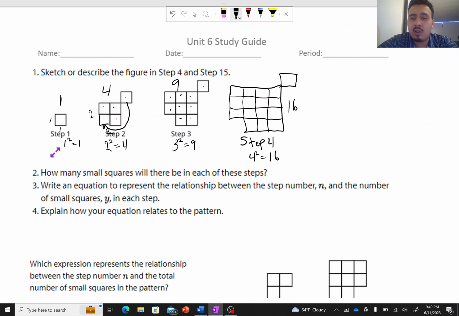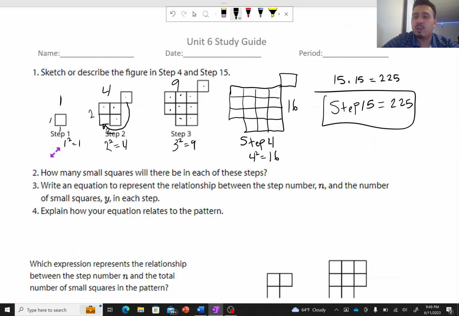If you don't believe me, check with a calculator. Now, if I want to find step 15, all I have to do is 15 times 15, and that will give me 225. Okay, so for step 15, there will be 225 squares. Double check my math. I think I'm correct. So yes, step 15 will have 225 squares.